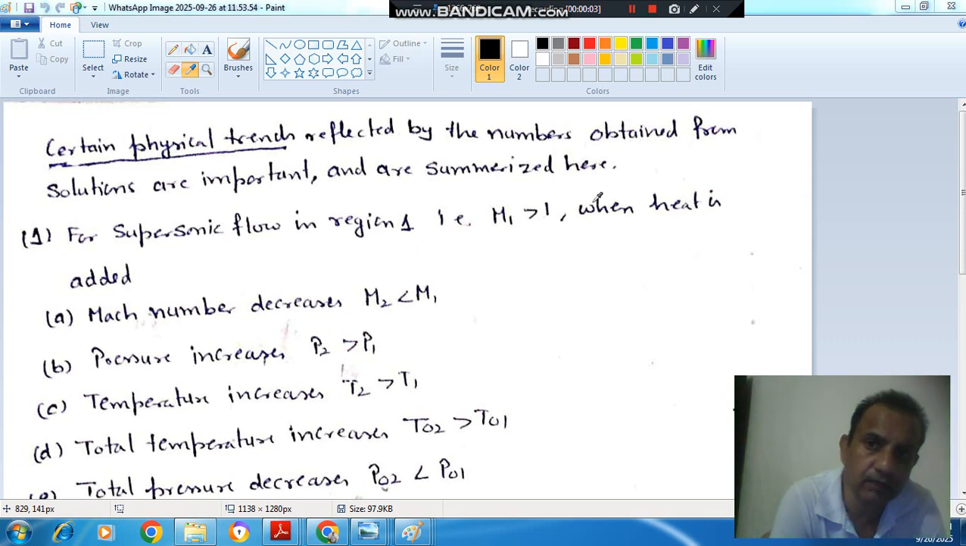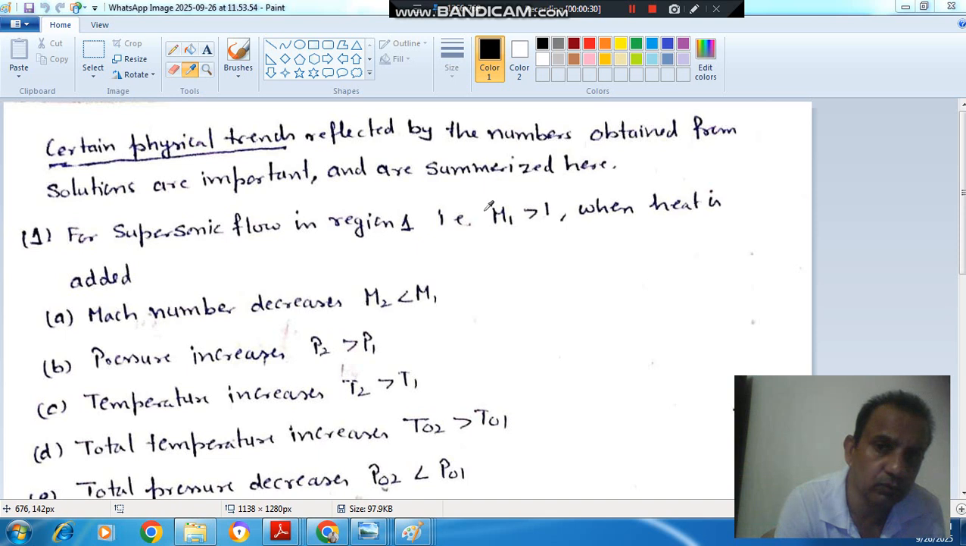Hello, welcome again. We are covering the subject compressible fluid flow for civil services mains, IFS and GATE aerospace exams. So we just solved two numericals based on one-dimensional flow with heat radiation. Now we will analyze the results obtained from these numericals. First we will analyze the supersonic flow when heat is added to it.